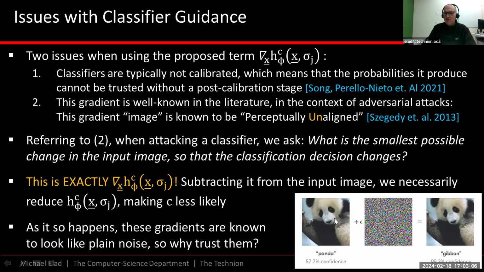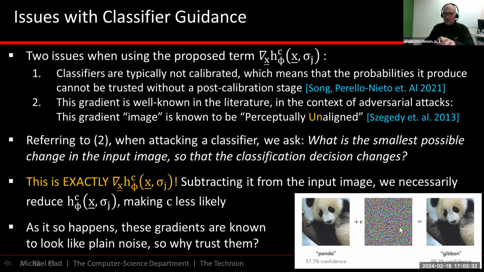For example, if you start with a panda, that the classifier believes with 60% confidence is a panda, there is specific noise. In fact, the gradient of the classifier times a very small epsilon, so small in fact that when you add it, you get an image that is totally panda. And now your classifier will believe that this is actually a gibbon with total confidence.